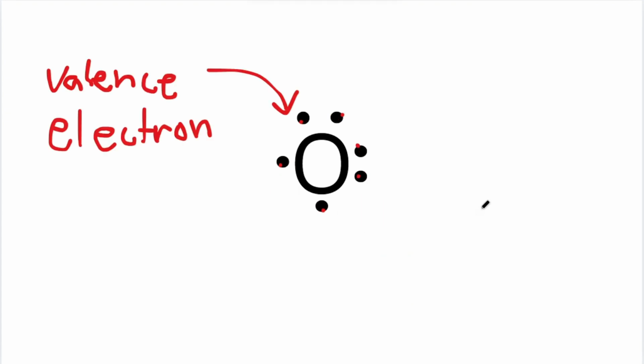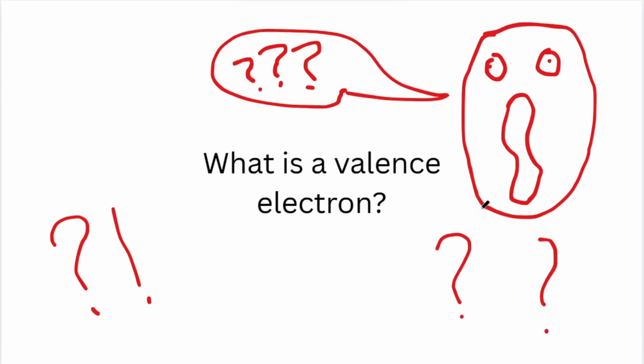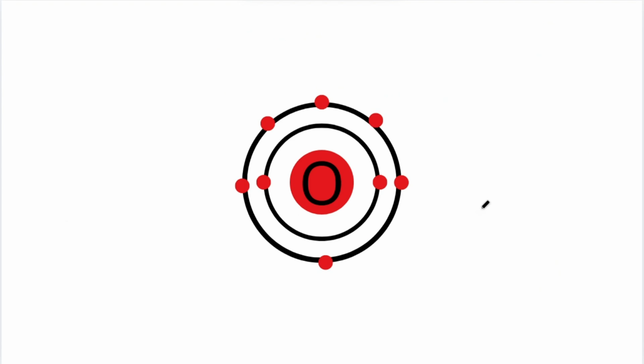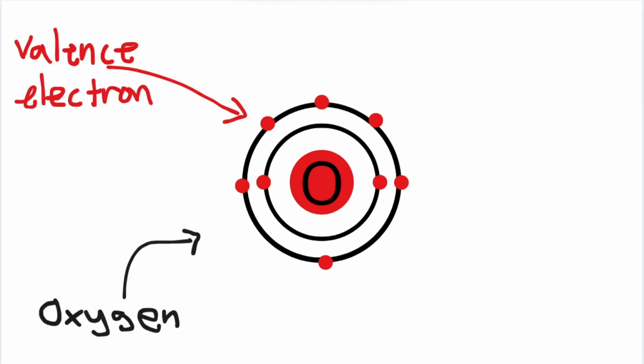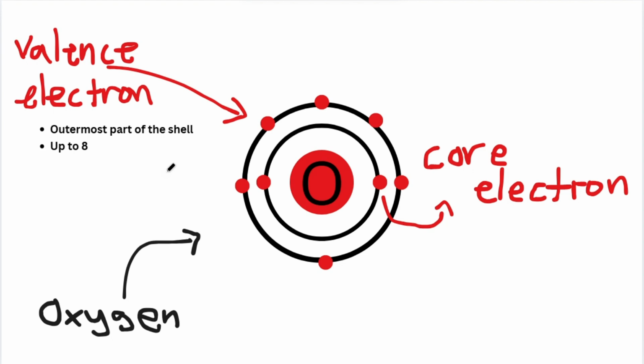Now, what is a valence electron? If we have an atom here, you can see it's still oxygen because, well, I like breathing, apparently. This is a valence electron right here. It's the electrons in the outermost shell. It can go up to 8. Now, 8 is a very significant number. Why? It's called the octet rule.